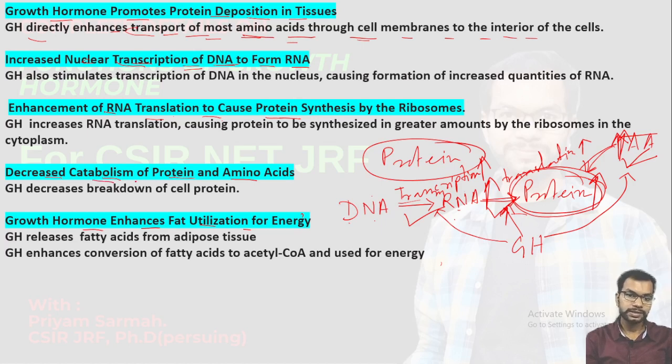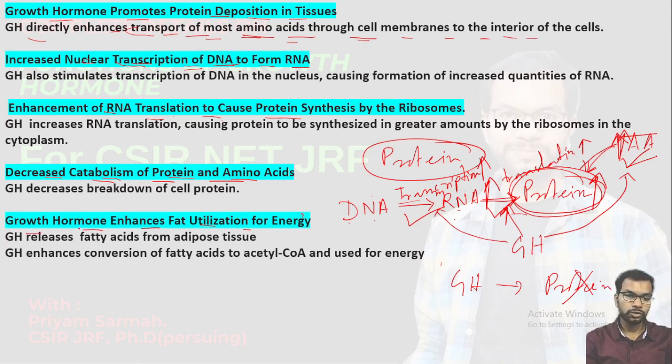Also, it decreases the catabolism of protein and amino acids. That means growth hormone also inhibits the degradation of protein. Because if protein gets continuously degraded, then the amount of protein in tissue will decrease. So it inhibits the degradation of protein.